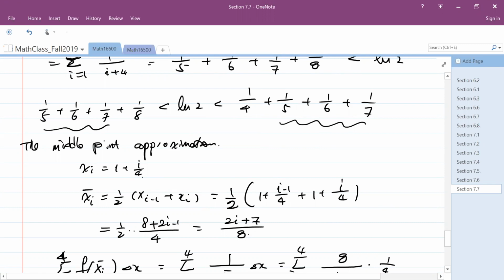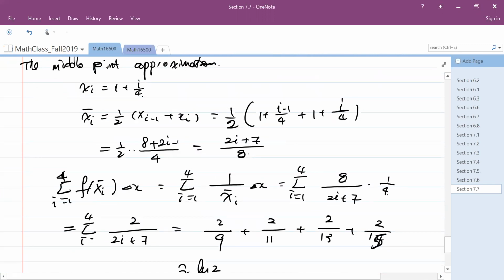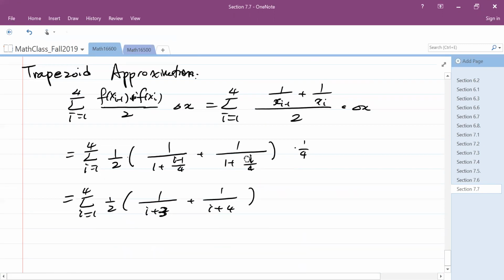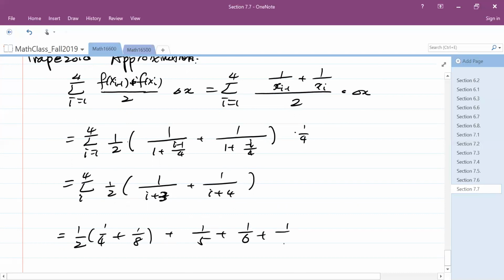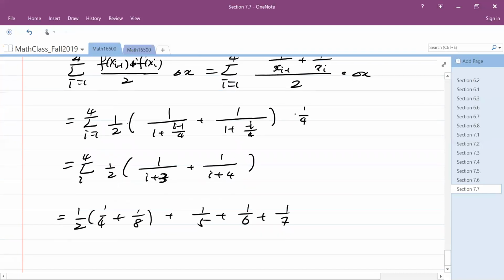So what we get here is this part, that part, and this part remains the same. If I give you the details, half of a quarter plus 1 over 8 is the same. The other part will be like that. You can get the details. The part in the middle will be the same. You have a double of 1 over 5, double of 1 over 6, double of 1 over 7.